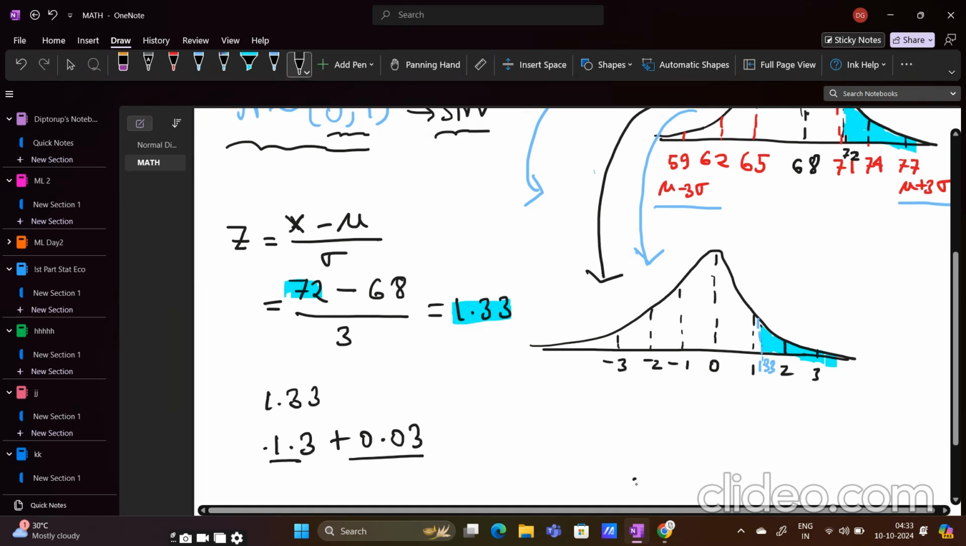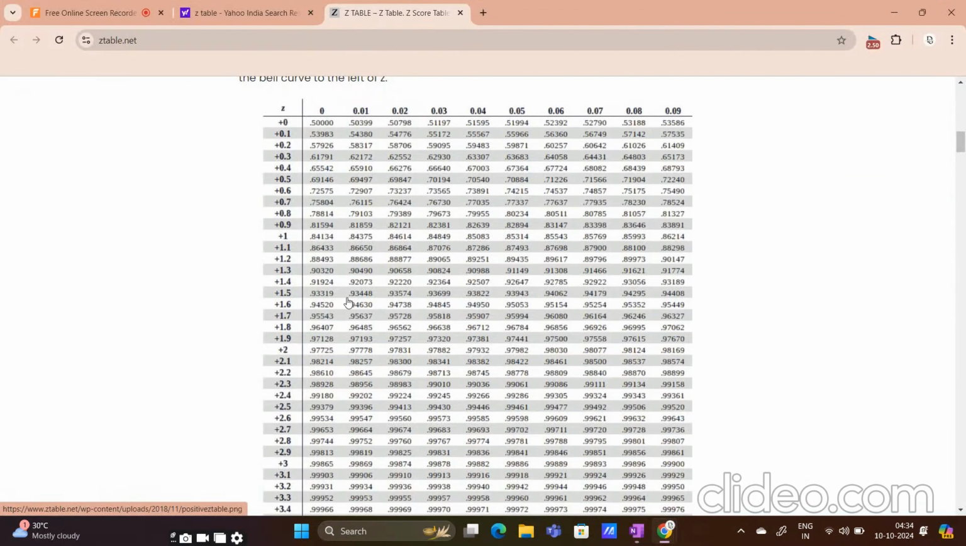You will search for this 1.3 on these positions of the z-score table, and this 0.03 we will try to find on these positions of the z-score table. Now let's do it again. So we are going to find 1.3 here and 0.03 here. What is the value that is coming up to be?